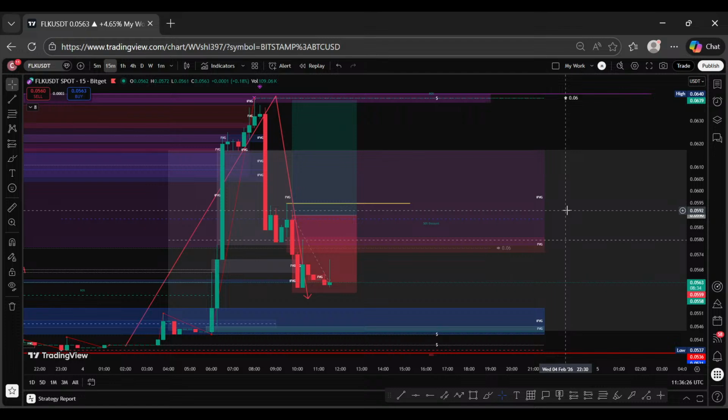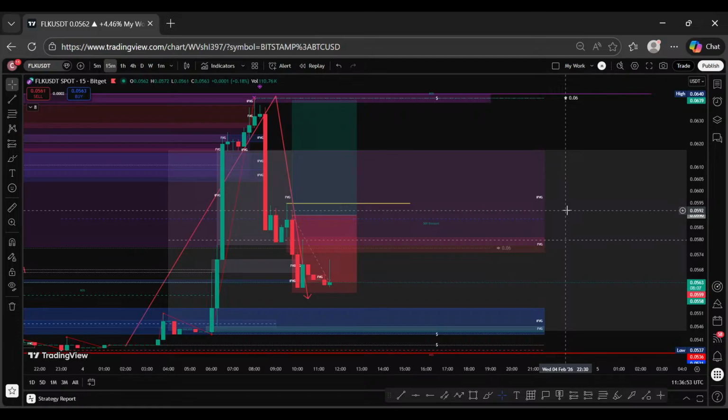So this price is at 0.0563 and it's looking pretty strong in terms of the price action. On the market structure, FLK has recently broken structure here at this price, which is a bullish sign. However, like with any asset, we need to wait for the retracement before entering.